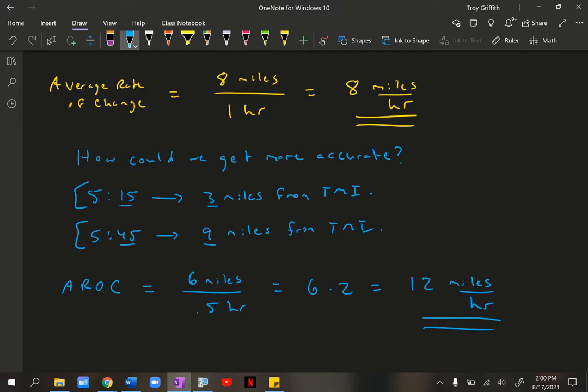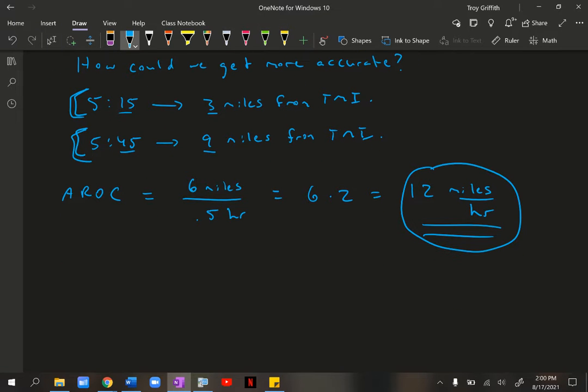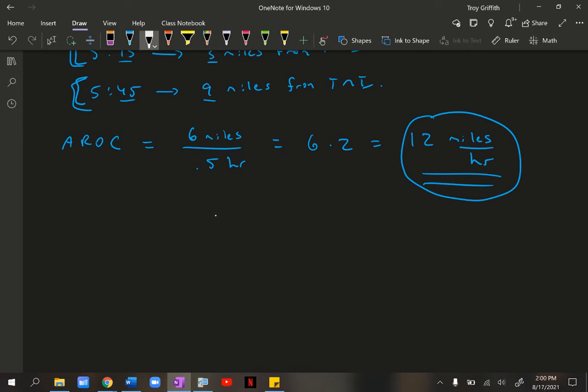But my guess would be this is probably a better estimate because we had points in time that were even closer, centered around 5:30. Okay. Now I want to continue this idea. Again, our goal here is to figure out exactly how fast we were going at 5:30. Not an estimate, not an average rate of change, but really we want to know what's the instantaneous rate of change at exactly 5:30.